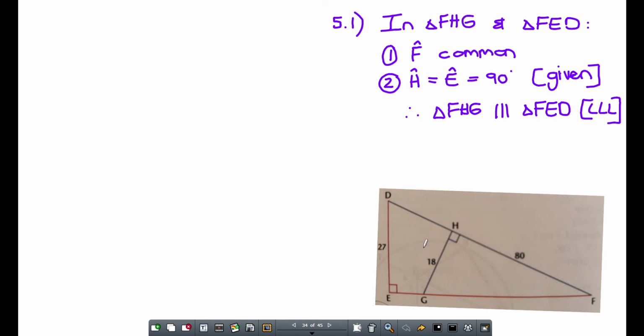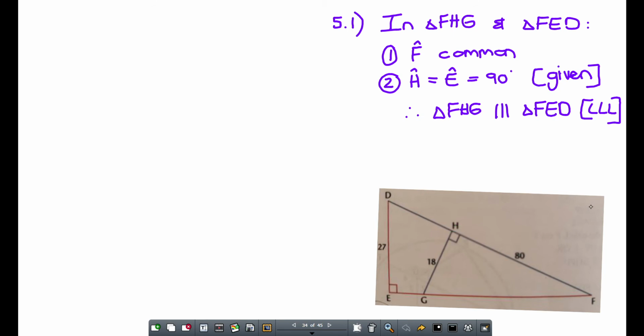Okay, nou kyk gou hierso. Sien jy hoek H and angle E? They are both 90 degrees. Nee? Okay, so that's my next step. Angle H is equal to angle E, and they're both equal to 90 degrees. And I didn't have to give a reason there because that was given to me. Nee, dis gegee. So ek hoef dit net te gaan aflees hê.